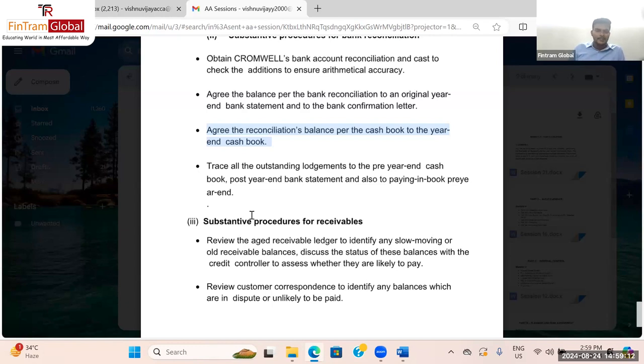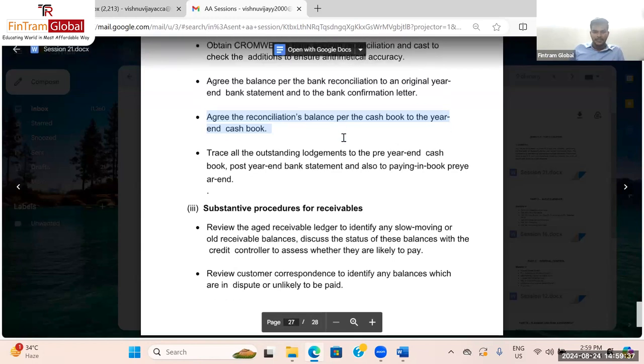Some of these procedures are taken from your exam kits itself, which is why some of them are incomplete. Ideally, in your exam, you should mention why you are doing this. Over here, we're verifying the accuracy of the cash book balances. And in the second one, we're confirming the accuracy of the balance as per bank statement. All these things need to be mentioned as well. The objective needs to be mentioned basically.